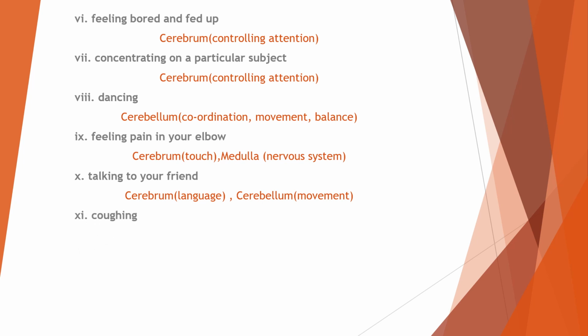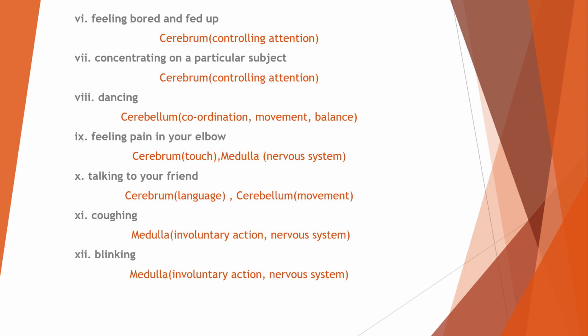Coughing. Coughing is an involuntary action, and we know that involuntary actions are controlled by medulla. This section is related to your nervous system. The last action is blinking. Again, this is an involuntary action and is related to nervous system. So, medulla is the most active part while blinking.